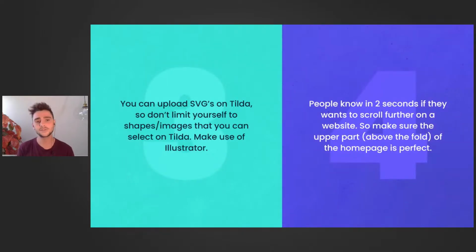4, people know in 2 seconds if they want to scroll further on a website. So make sure the upper part above the fold of the homepage is perfect. I think this is crucial. Really put some extra time here. And I think the most important things to show above the fold are a title and headline, a subtitle, a call to action, a visual, and some social proof. This can be something like a Google Reviews widget, or show some big clients that you worked for, for example.